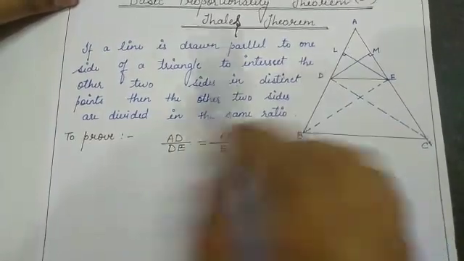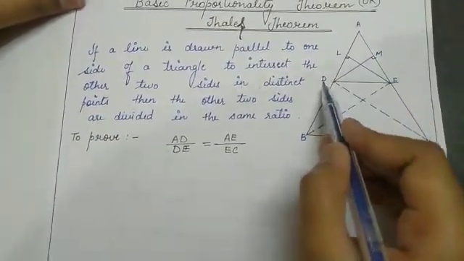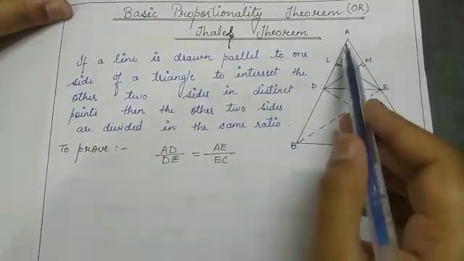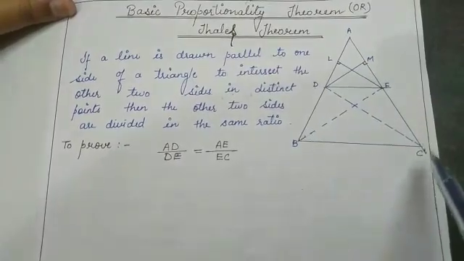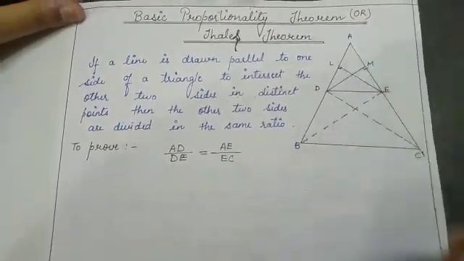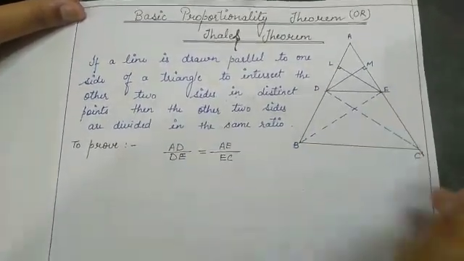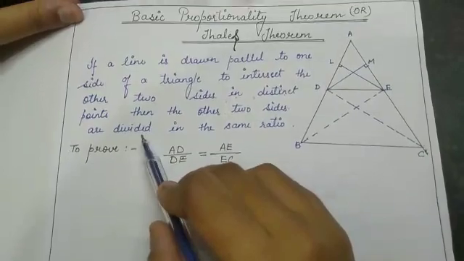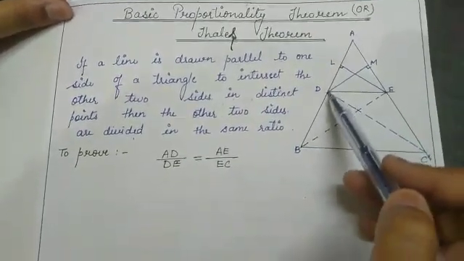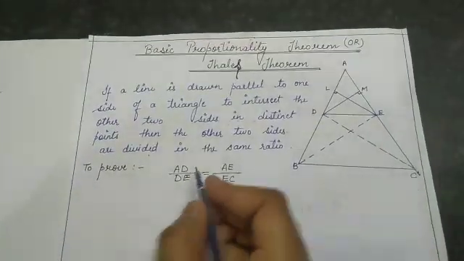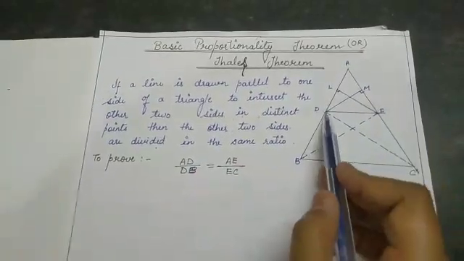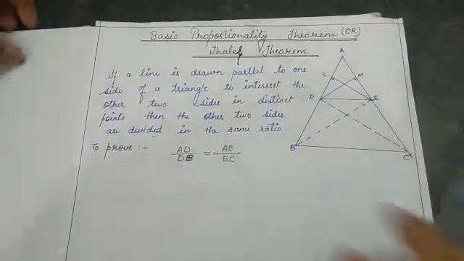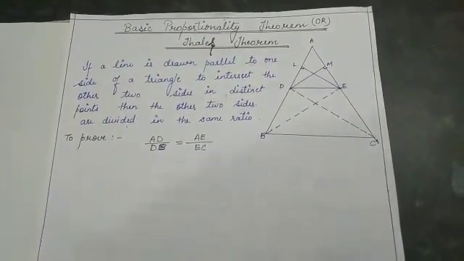A line is drawn parallel to one side, that is DE is the line which is drawn parallel to one side of the triangle to intersect the other two sides, that is AB and AC, in distinct points. Distinct points means D and E. Then the other two sides are divided, that is AD and DB, so AD upon DB is equal to AE upon EC. So this is the statement of the Thales theorem.